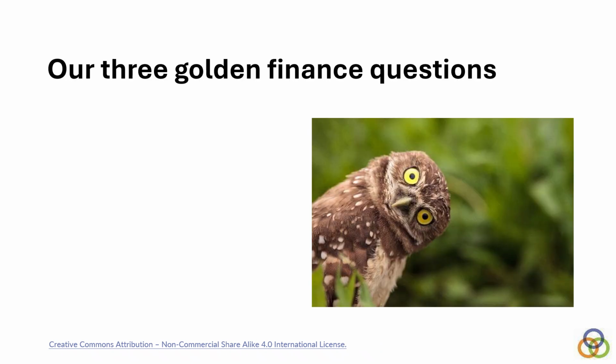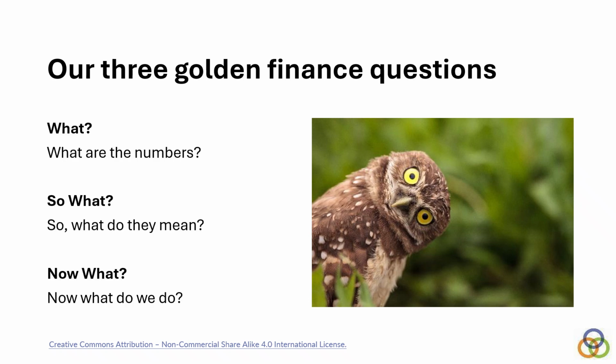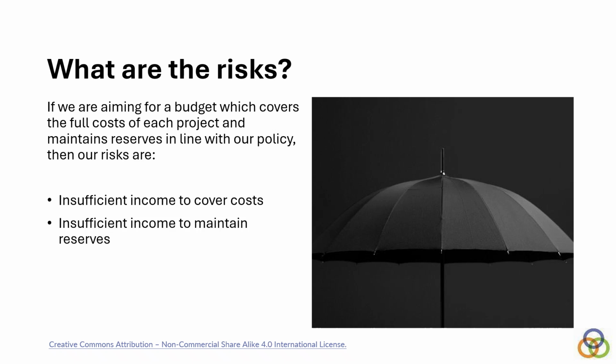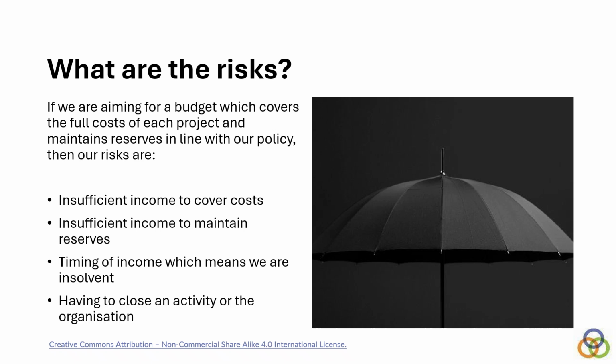And don't forget, we've got these 3 golden finance questions. What are the numbers? So what does that mean? And now what do we do? And so one of those questions we're asking is, okay, well, what is the risk? If we are aiming for a budget which covers the full cost of each project and maintains reserves in line with our policy, then our risks are insufficient income to cover costs, insufficient income to maintain reserves, timing of income, which means we can't pay bills as they fall due, which means we're insolvent, or having to close an activity or an organisation.